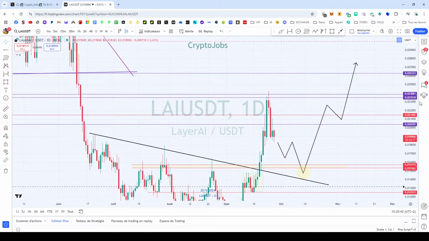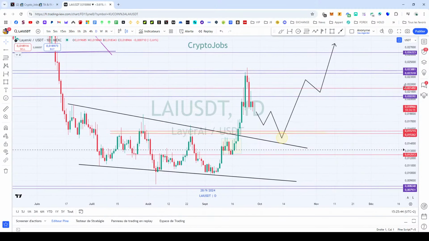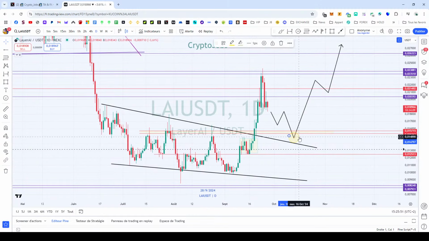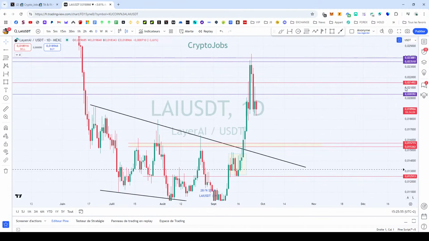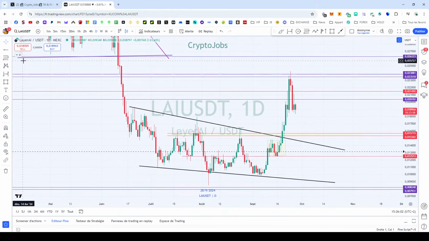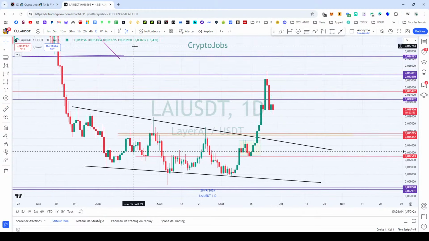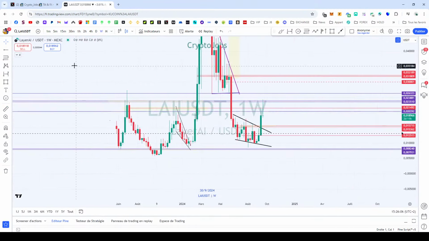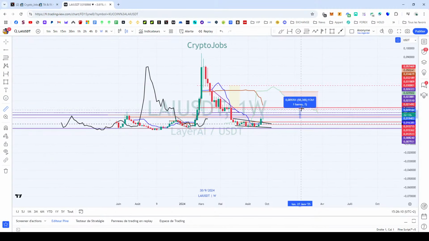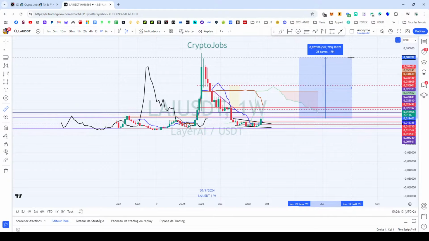is a working product. They have been integrated onto many exchanges, including KuCoin and others. They are using their AI technologies, so it's a working product, and they are already generating revenues from their product. So I don't have any doubt that LAI could be much higher in price in the near future.